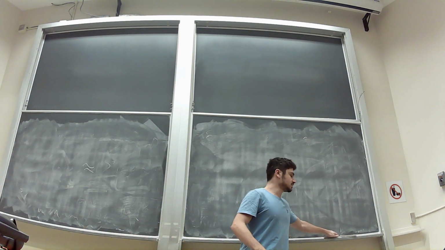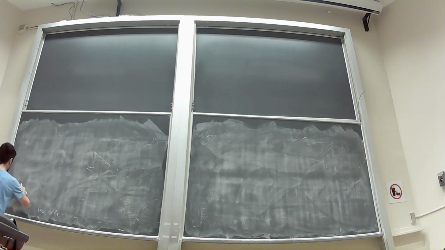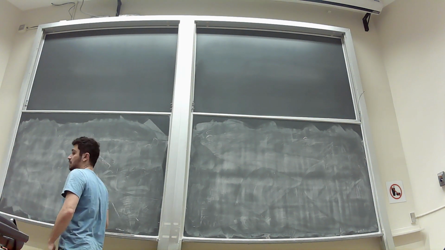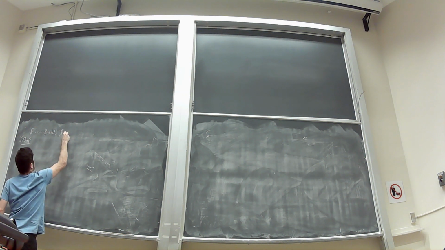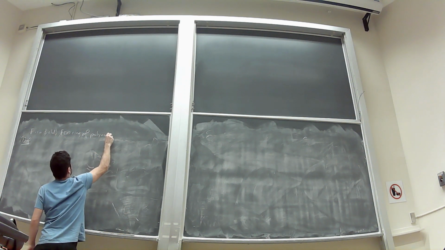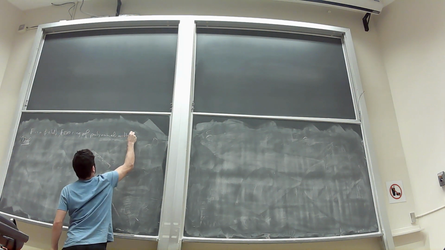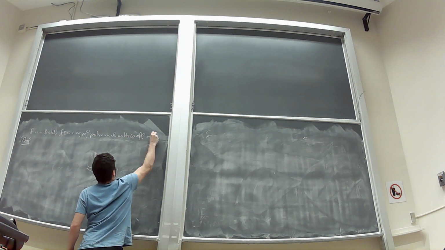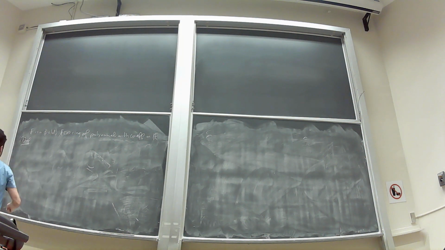Last time we introduced the Euclidean algorithm for polynomials and the GCD of two polynomials with coefficients in a field F. Now, proposition or definition. Here, let F be a field, and F of X the ring of polynomials with coefficients in F.